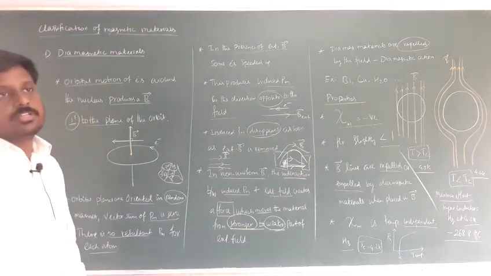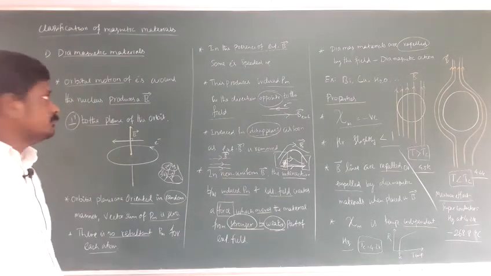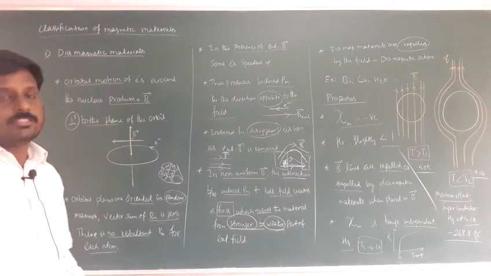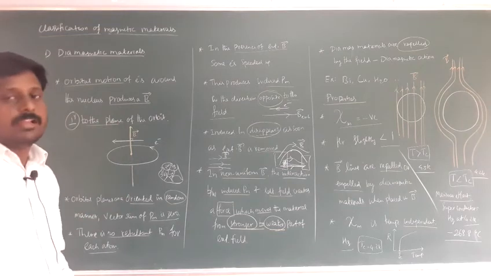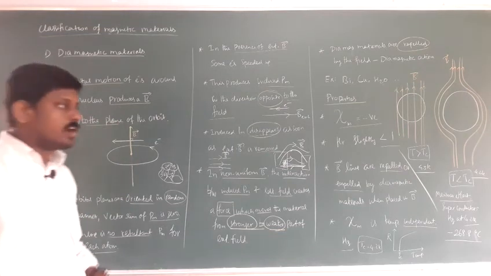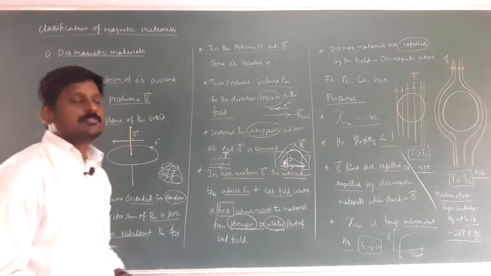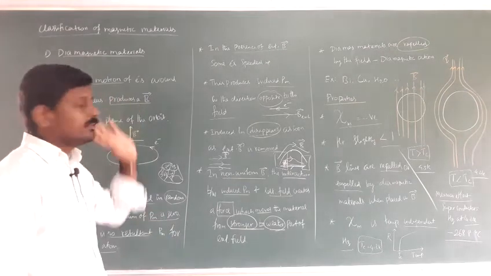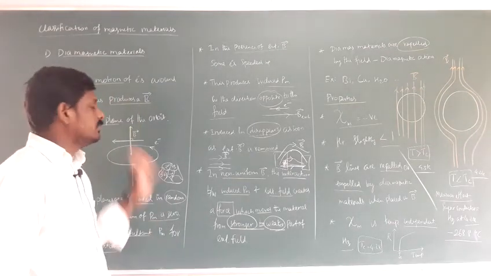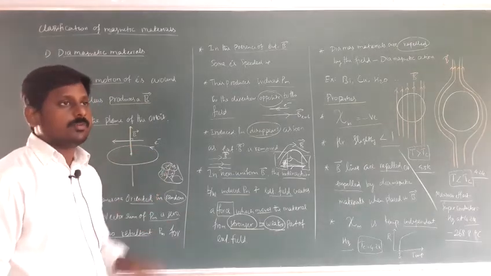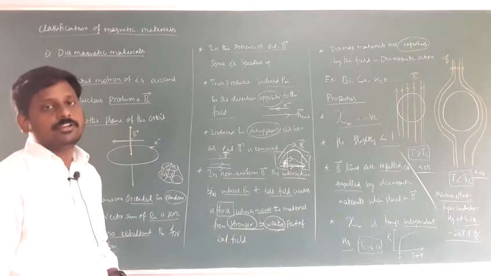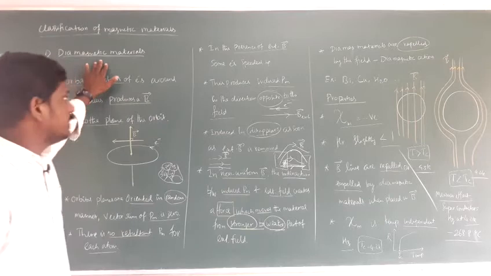Good morning students, 12th standard physics, lesson 3, magnetism. In this class we are going to discuss the classification of magnetic materials, that is, how magnetic materials behave in the presence of a magnetic field. Magnetic materials are classified into three types: diamagnetic, paramagnetic and ferromagnetic. In this class specifically we are going to discuss diamagnetic materials.